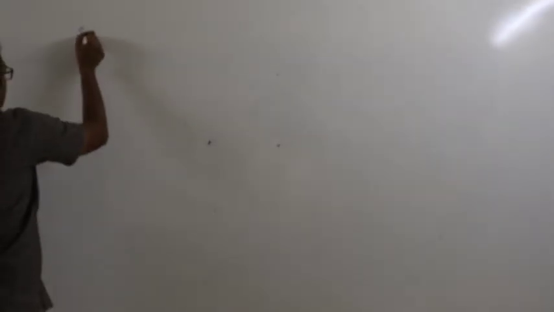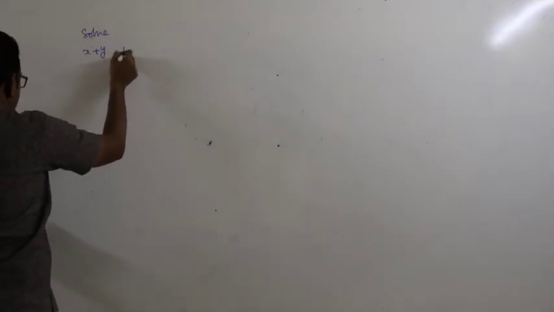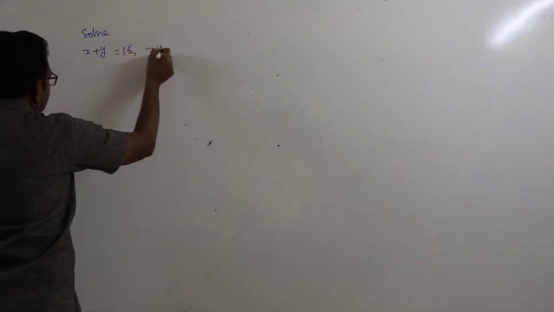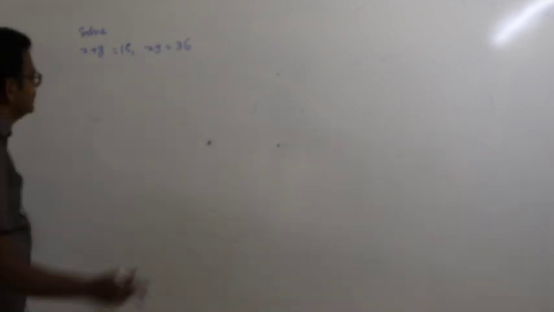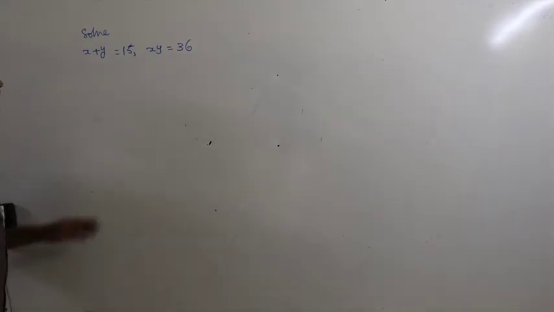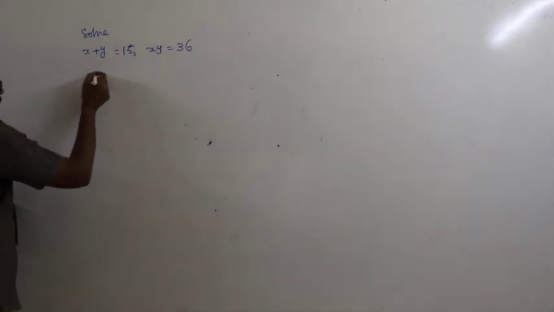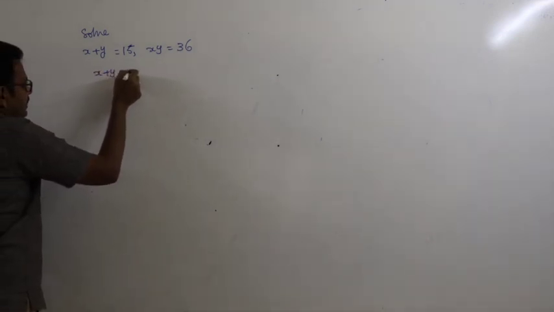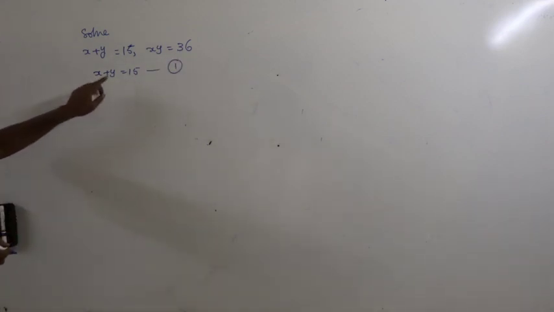Next one, solve x plus y is equal to 15 and xy is equal to 36. That means find the values of x and y. x plus y is equal to 15. This is the first equation. Now you can make a second equation.